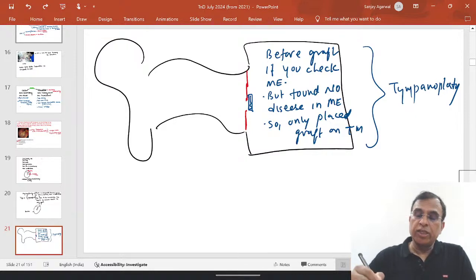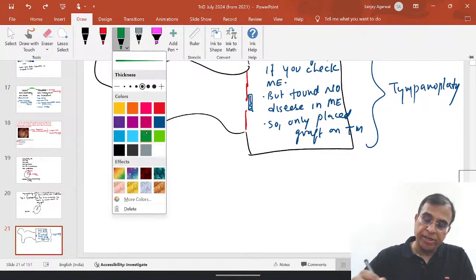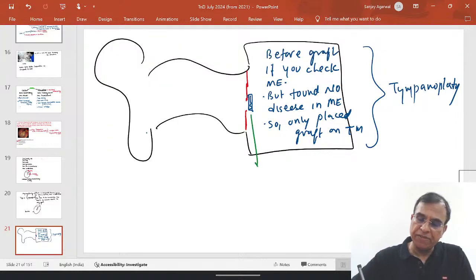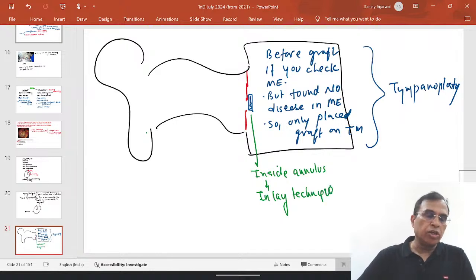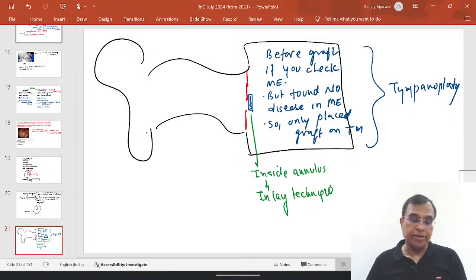Now there are two ways of placing the graft. If you place the graft here, this graft is inside the annulus, and this is called the inlay technique. So if you place the graft inside the tympanic membrane, it is called the inlay technique.